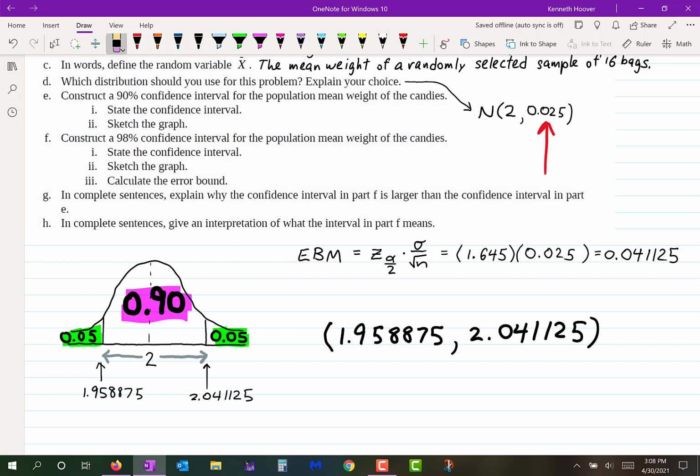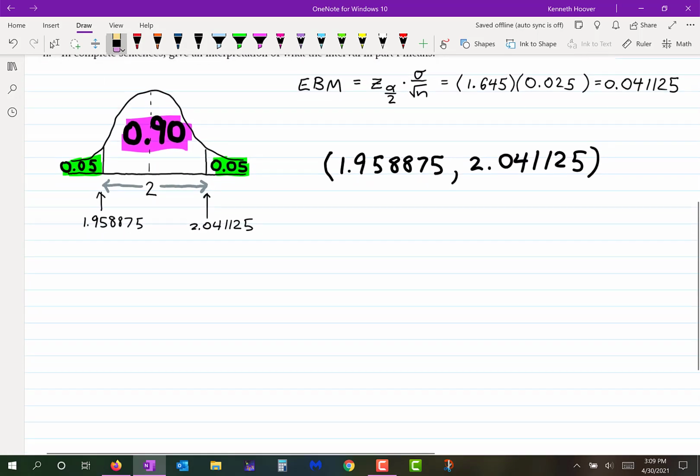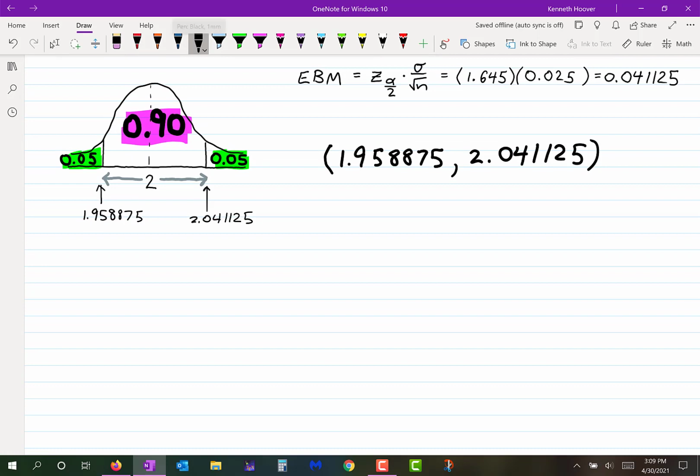Okay, let's do F. Same exact question, except it says do a 98% confidence interval. And they added this part, calculate the error bound, but that's not additional work because I did that anyways on the last one. So let's do that, a 98% confidence interval. It's going to look almost identical.